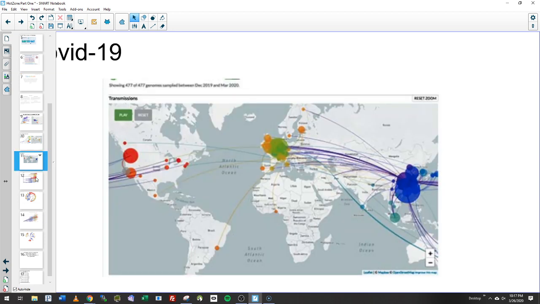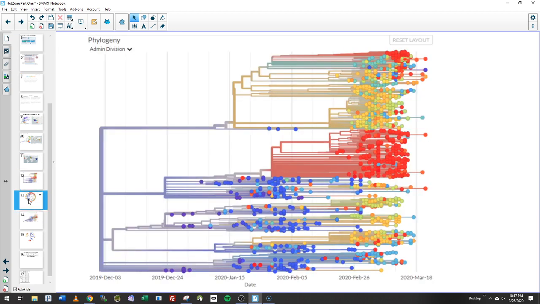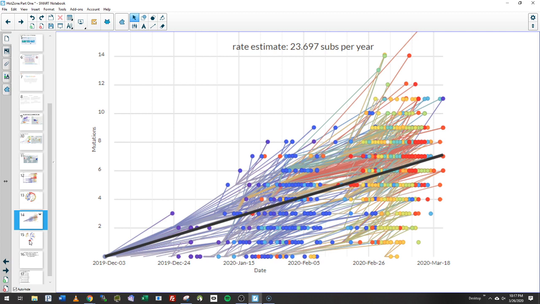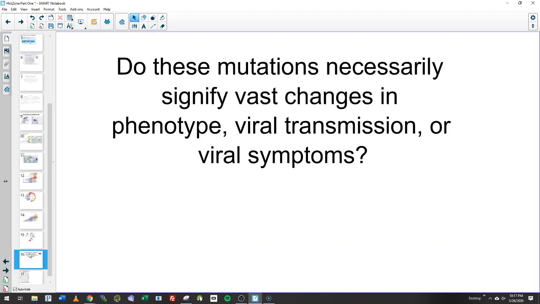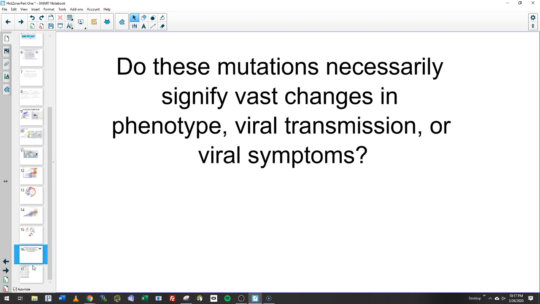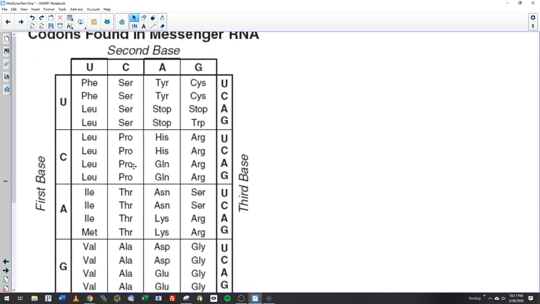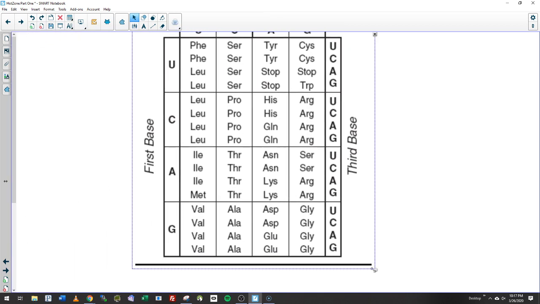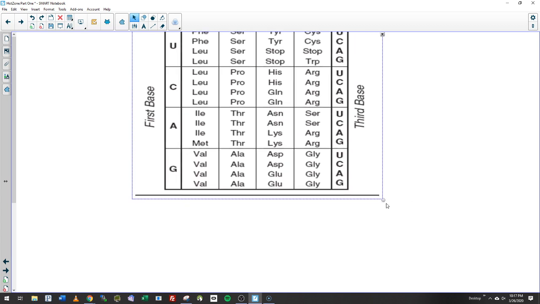And clear as day, this thing is mutating. It's part of biology. It's constantly mutating. It's an RNA virus. But does it necessarily signify vast changes? And the answer to that question right now is maybe. It could, but not necessarily.